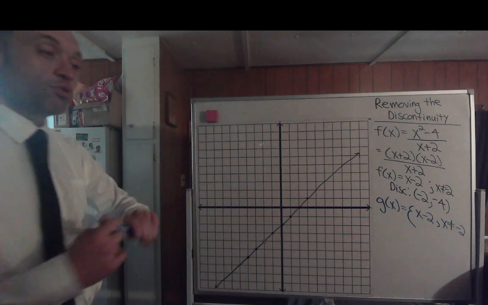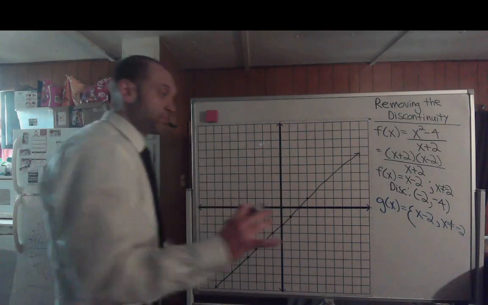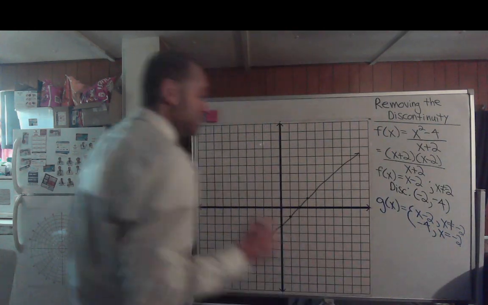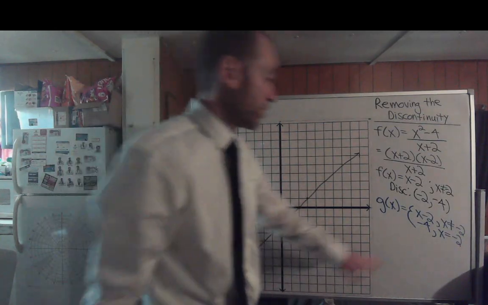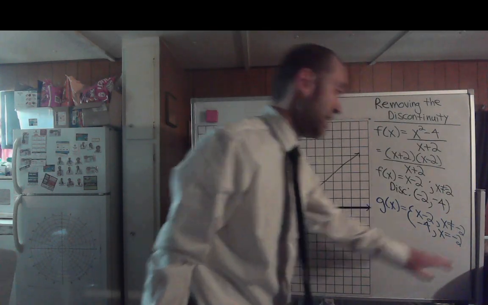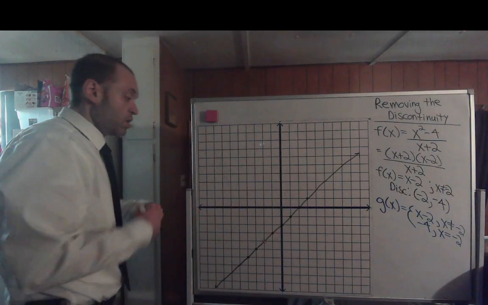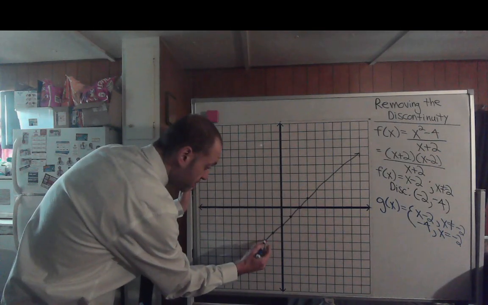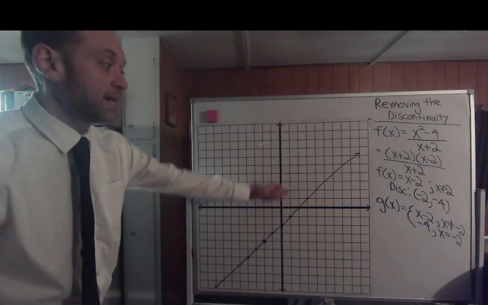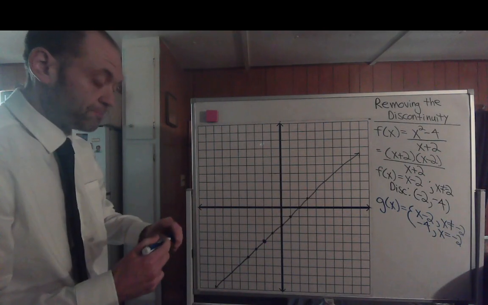In order to remove the discontinuity, the second part of the piecewise function is going to be negative 4 when x equals negative 2. You need to define it for your y value of negative 4 when x equals that value of negative 2. Once I do that, I have removed the discontinuity. I now have a solid dot there and created a continuous curve.